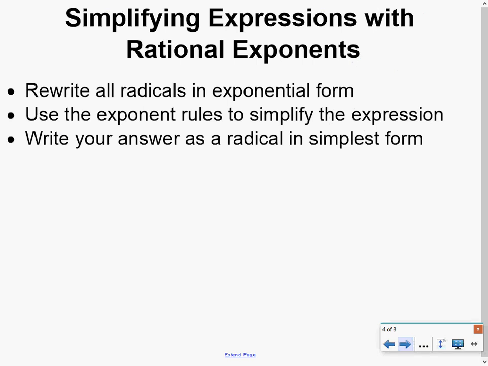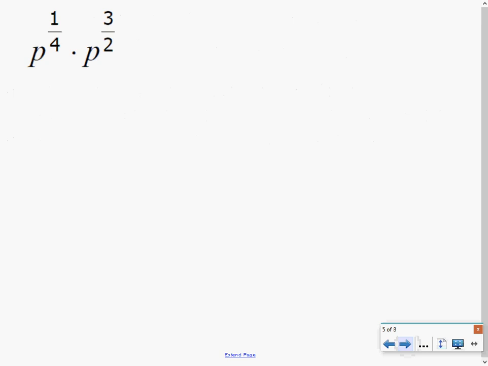The first thing we're going to do is make sure that all of the radicals are written in exponential form first. Then we're going to use our exponent rules, and then we're going to convert back to radical form and simplify as much as possible. Here we're doing some multiplication. I have p to the 1/4 times p to the 3/2 power. Our exponent rules tell us that when they multiply together, they should have their exponents added.